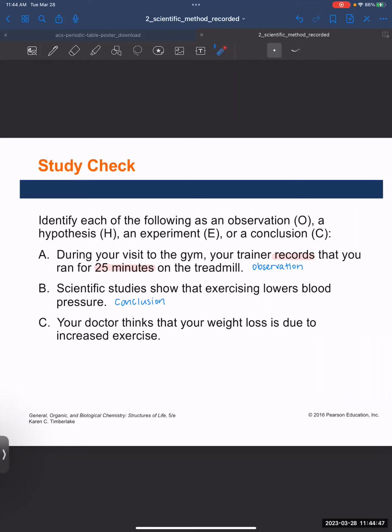Now, part C, your doctor thinks that your weight loss is due to increased exercise. This statement is a hypothesis, an educated guess. And there's a clue in there to let us know that this isn't a conclusion, but rather an educated guess. And that is the word thinks. Your doctor thinks, or you could have said your doctor suspects that your weight loss is due to increased exercise.